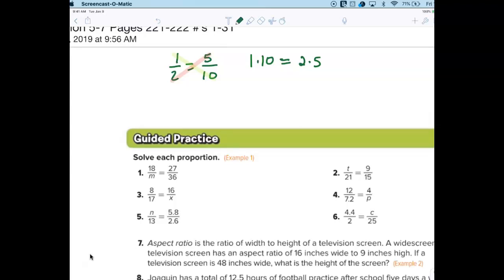If 2 fractions are equal, when you cross multiply, we say those products will be equal. Those products will be equal.